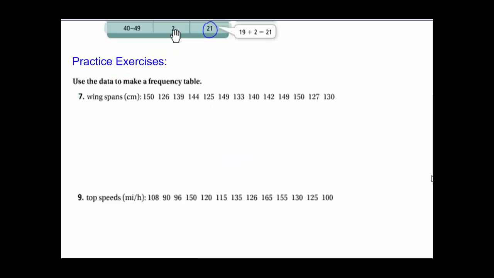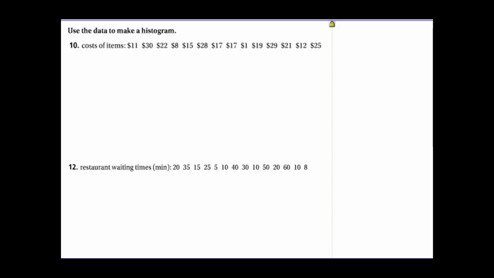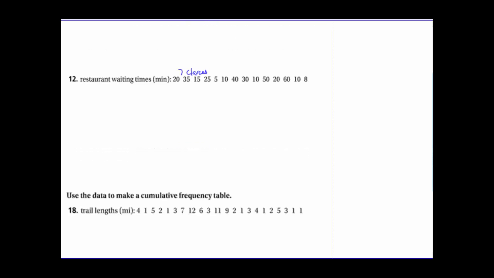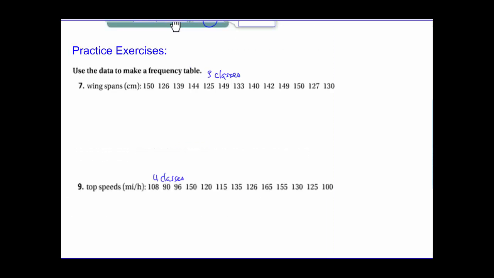All right, one thing you need to do real quick is go through. We left off the classes. So for number 7, you need 3 classes. For 9, you need to make 4 classes. For 10, 6 classes. And for 12, you need 7 classes. And for the last one, we need 5 classes. So let's double check and see how you're doing. Go ahead and hit pause. Do number 7. Okay, check back in a few minutes. Go.